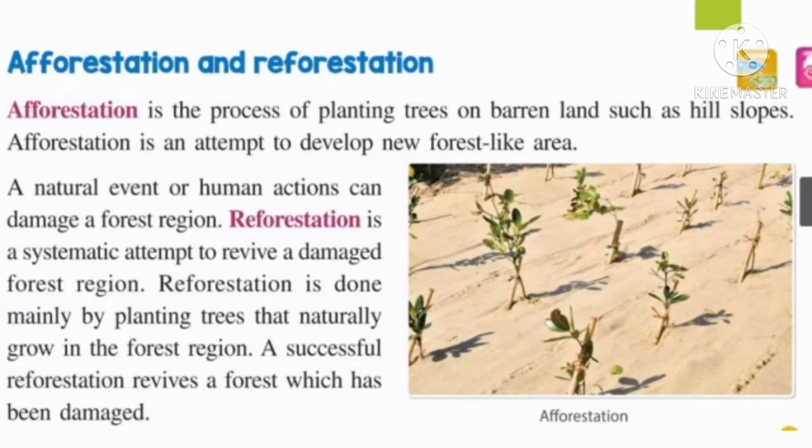So, dear class, there are two methods which we can use to increase the number of trees or plants. They are afforestation and reforestation. Afforestation is planting trees on barren land, and reforestation is planting trees over the area which used to be forest before.